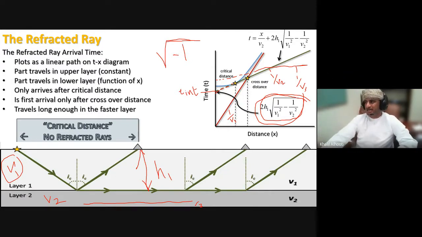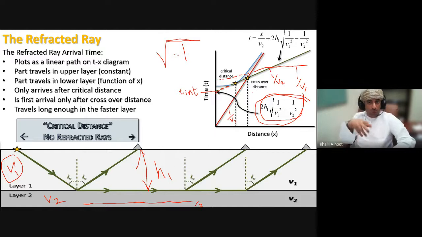So when this becomes negative, if velocity 1 is larger than velocity 2, if the first layer has a higher velocity than the second layer, refraction will not work. That's true. Refraction will not work whenever the upper layers have a higher velocity than deeper layers. That's one of the drawbacks of the refraction technique. That's something we'll discuss again later.